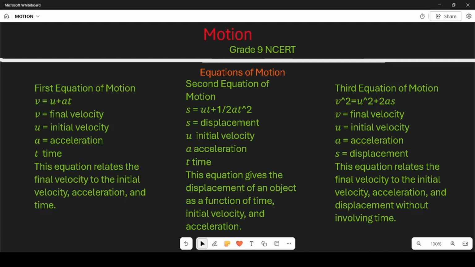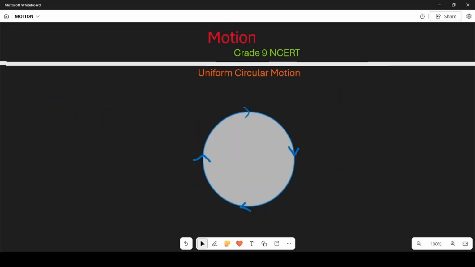So that's about equations of motion. Now let's go on to uniform circular motion. It's a very small topic, we'll finish it real quick. So let's go. In your textbook there are 4 different diagrams, but I will explain with only this one.